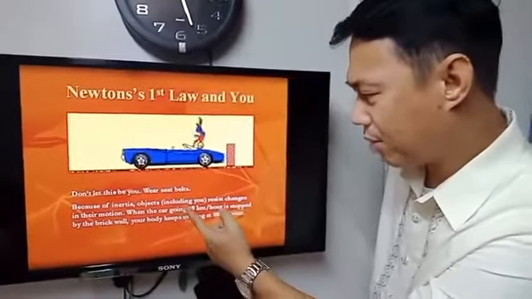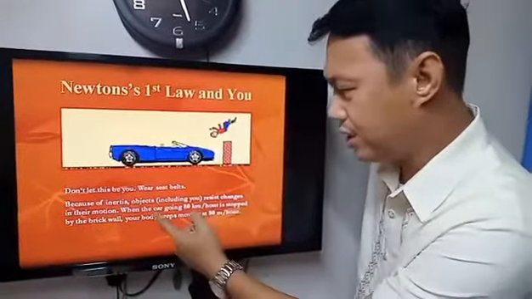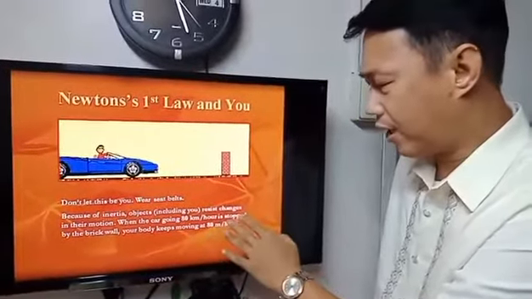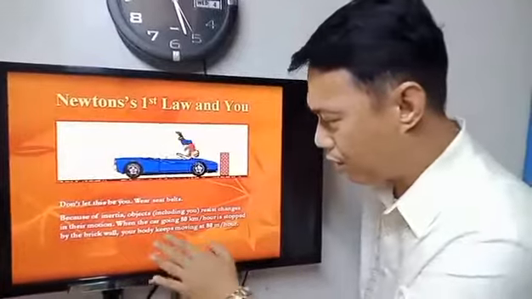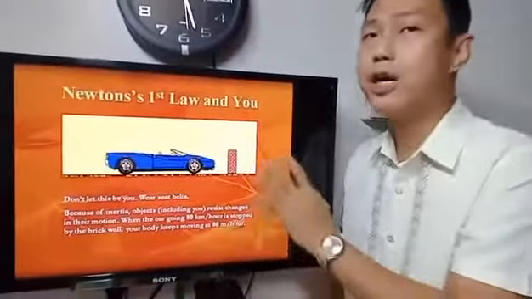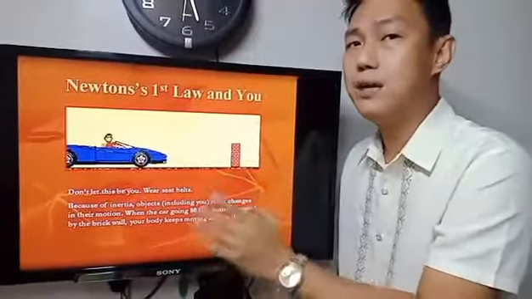Because of inertia, objects, including you, resist changes in their motion. When the car is going 80 kilometers per hour and is stopped by a brick wall, your body keeps moving at 80 kilometers per hour, because your inertia tends to keep you in motion.